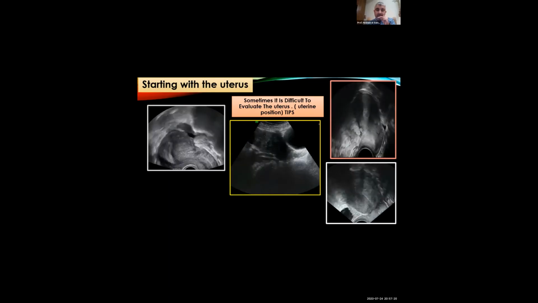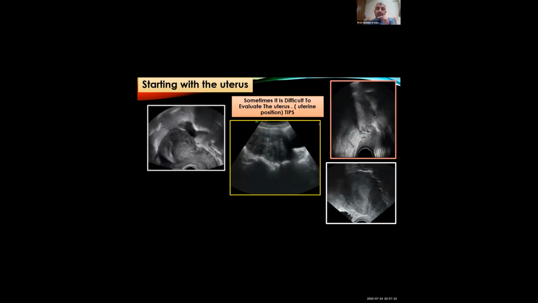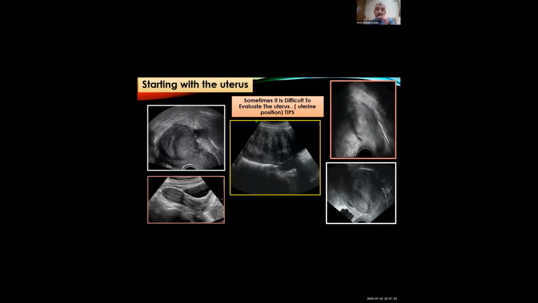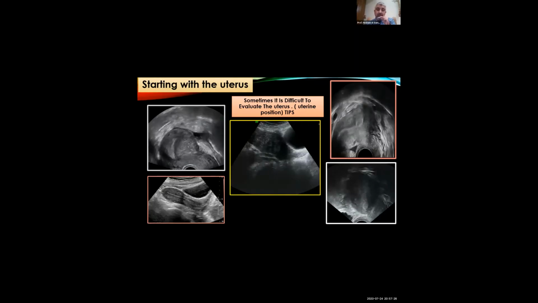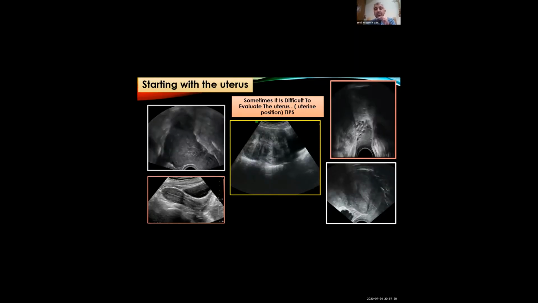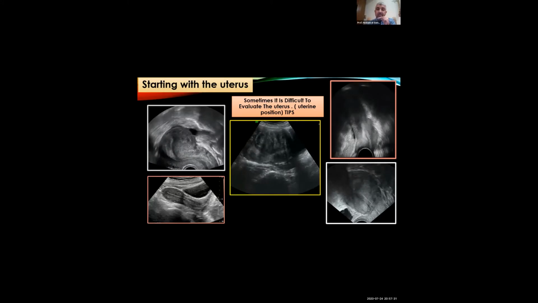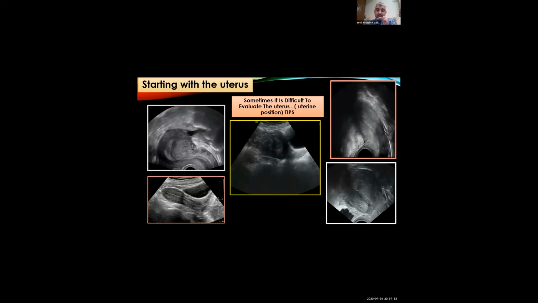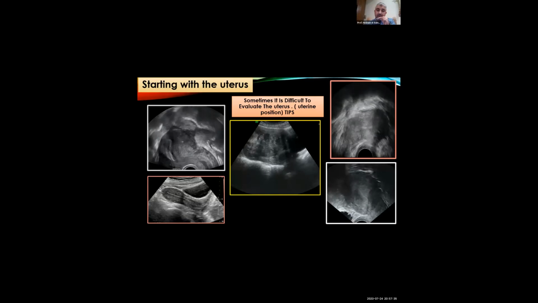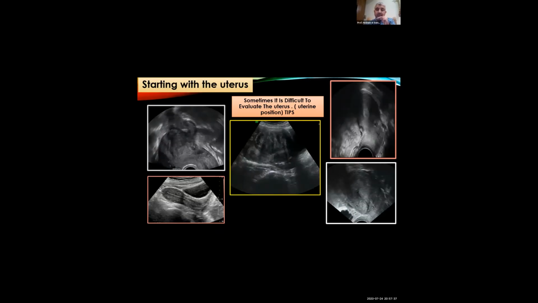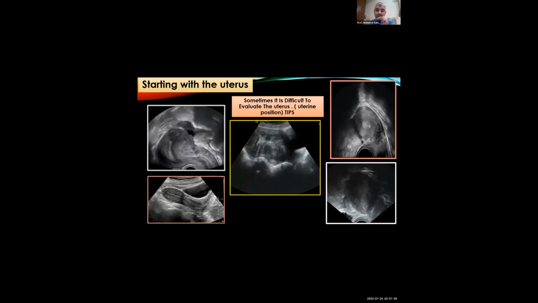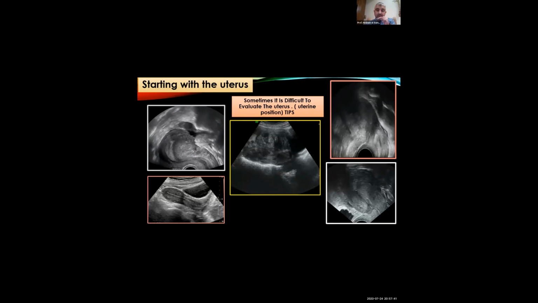it becomes very difficult. So my tips again, fill the bladder. Sometimes filling the bladder and evaluating the uterus through a transabdominal scan could be an option in difficult cases. And of course, using your bimanual examination. So with your other hand, you push over the pelvis and try to push the uterus as close as possible to the probe, and then you could see it more nicely.